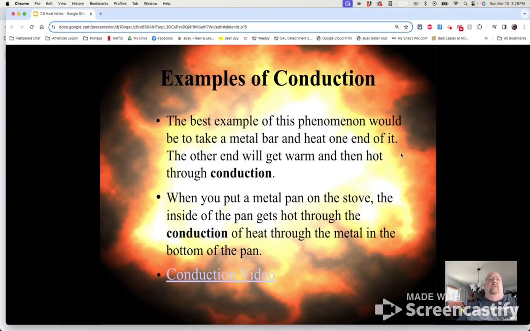Some examples of conduction. Best example of this phenomenon would be to take a metal bar and heat one end of it. The other end will get warm and then hot through conduction. So when you put a metal pan on the stove, the inside of the pan gets hot through the conduction of heat through the metal in the bottom of the pan. The burner is warm, transfers into the bottom of the pan, and then that heat transfers up through conduction up through the sides of the pan.